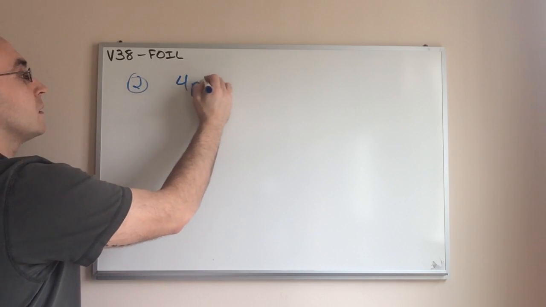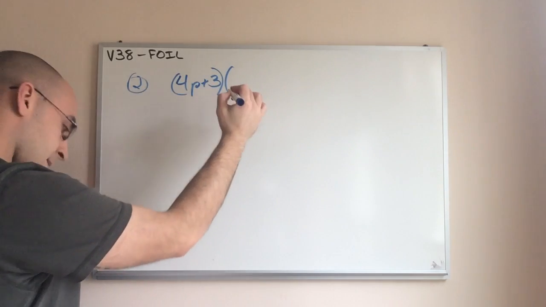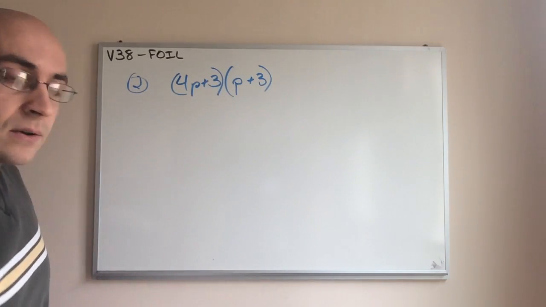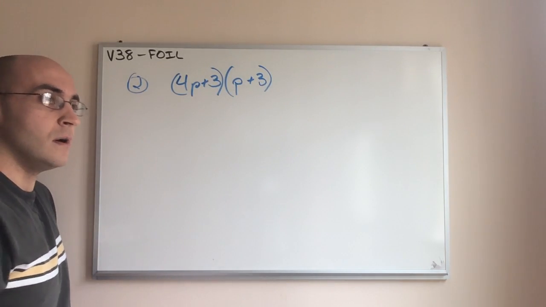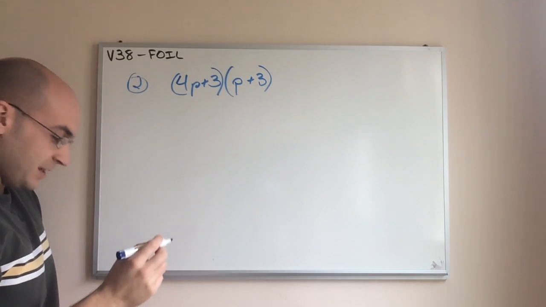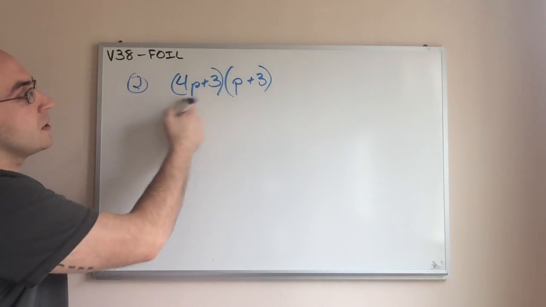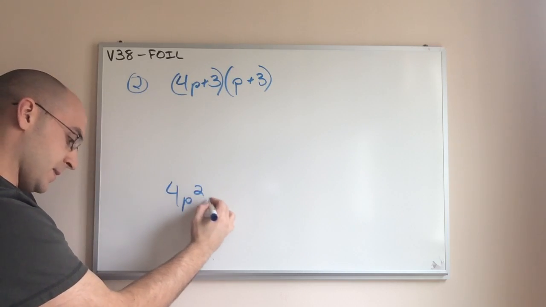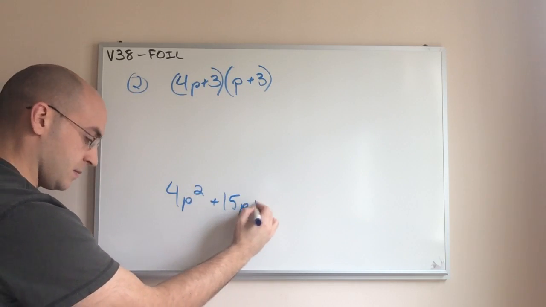4p plus 3 times p plus 3. Okay, go ahead and pause me, FOIL that out, and see what you get. Okay, I love doing that, it's really fun. All right, first terms, 4p times p. Hopefully you got this: 4p squared plus 15p plus 9.